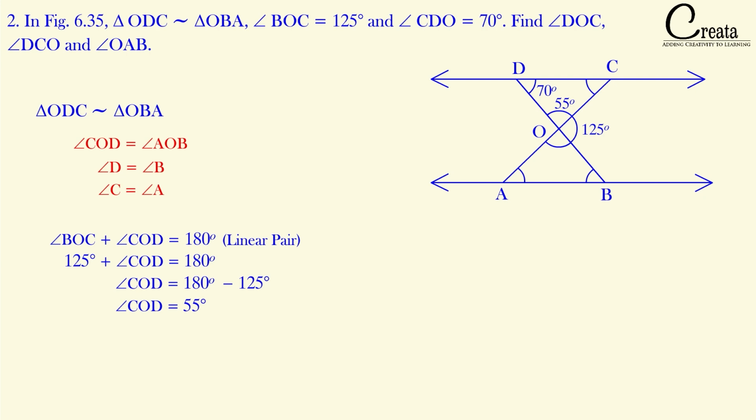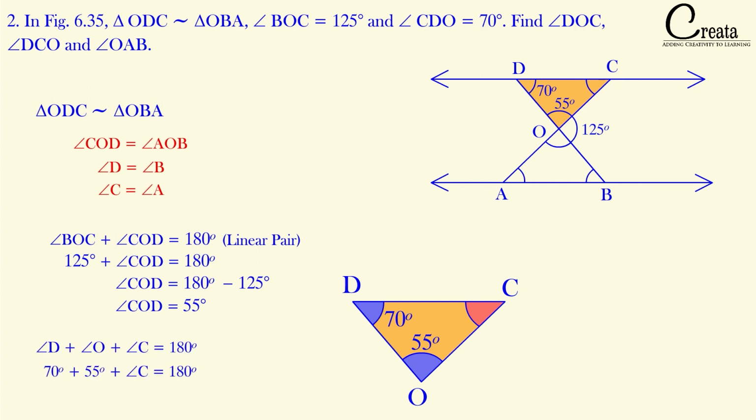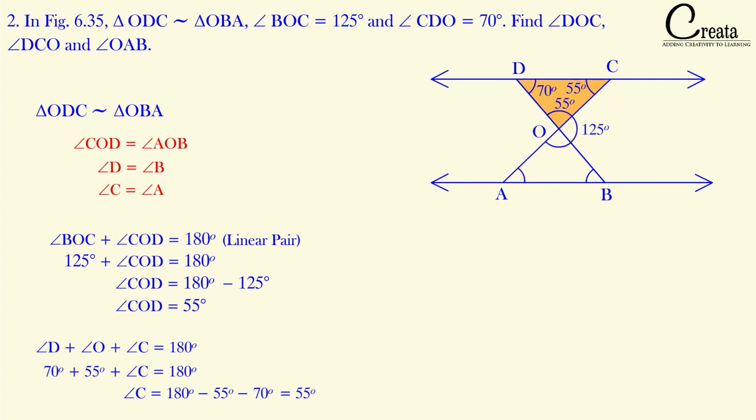If you observe the triangle ODC, here we are having two angles. We can find the third missing angle using the angle sum property of the triangle, that is, the sum of three angles of a triangle is 180 degrees. So let's find the third angle. That will be equal to 180 degrees minus 55 minus 70 degrees, which is 55 degrees. So we got two angles of this triangle as 55 degrees and one angle as 70 degrees.